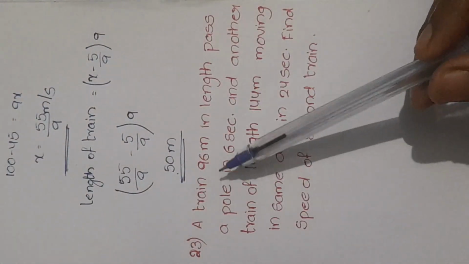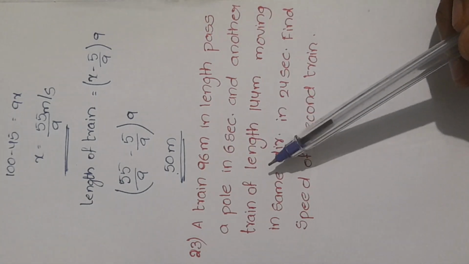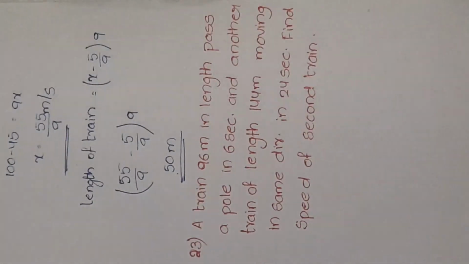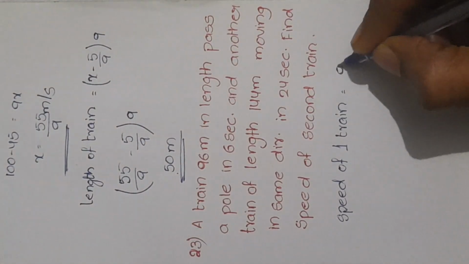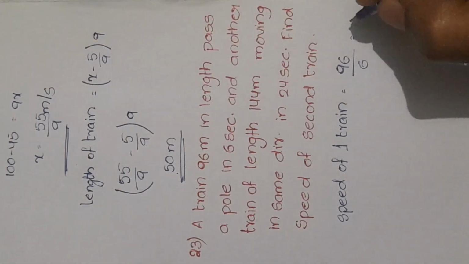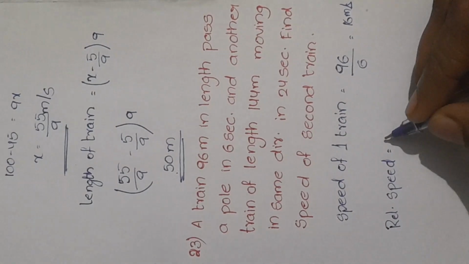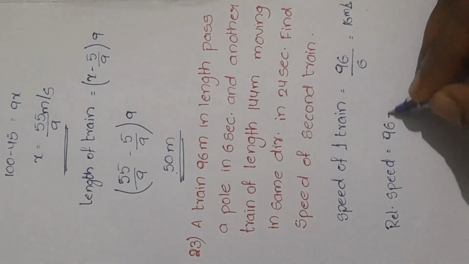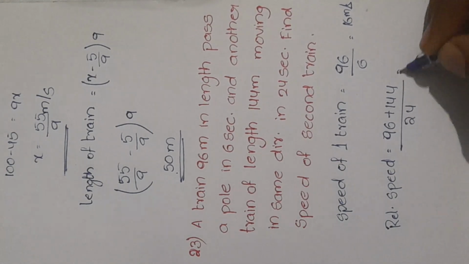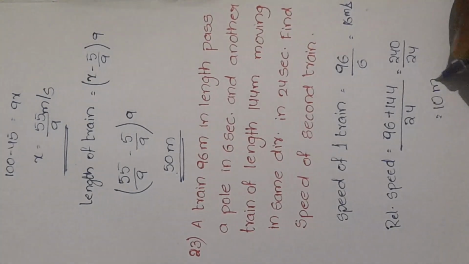Question number 23. A train 96 meters in length passes a pole in 6 seconds and another train of length 144 meters moving in the same direction in 24 seconds. Find the speed of the second train. Now the speed of the first train is the length of the train by the time given, which is equal to 16 meters per second. Now the relative speed in the second case is the length of the train plus the length of the second train by the time given, which is 24. We get this as 240 by 24, which is equal to 10 meters per second.